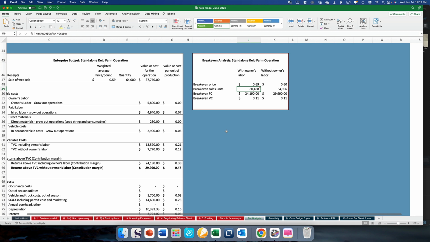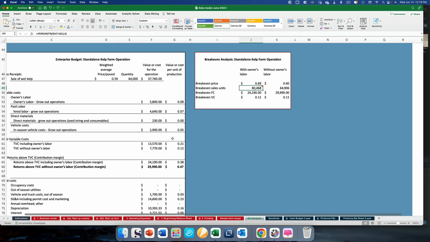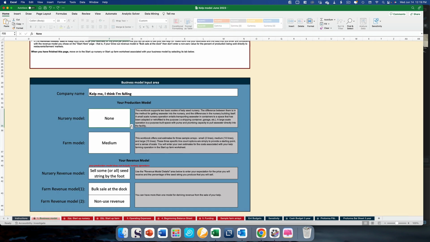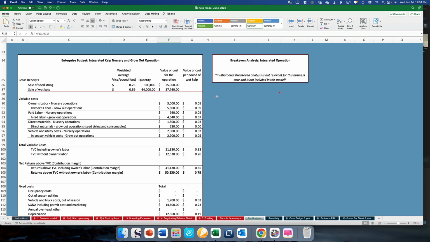Okay. Now, that is pretty straightforward for a standalone farm operation. Quite straightforward. Let's change this model back then to our actual model, which is an integrated operation. So we're going to have a small nursery and medium farm. Now we come to the enterprise budget for our actual operation that we have populated this model with. And this is an integrated kelp nursery and grow operation.